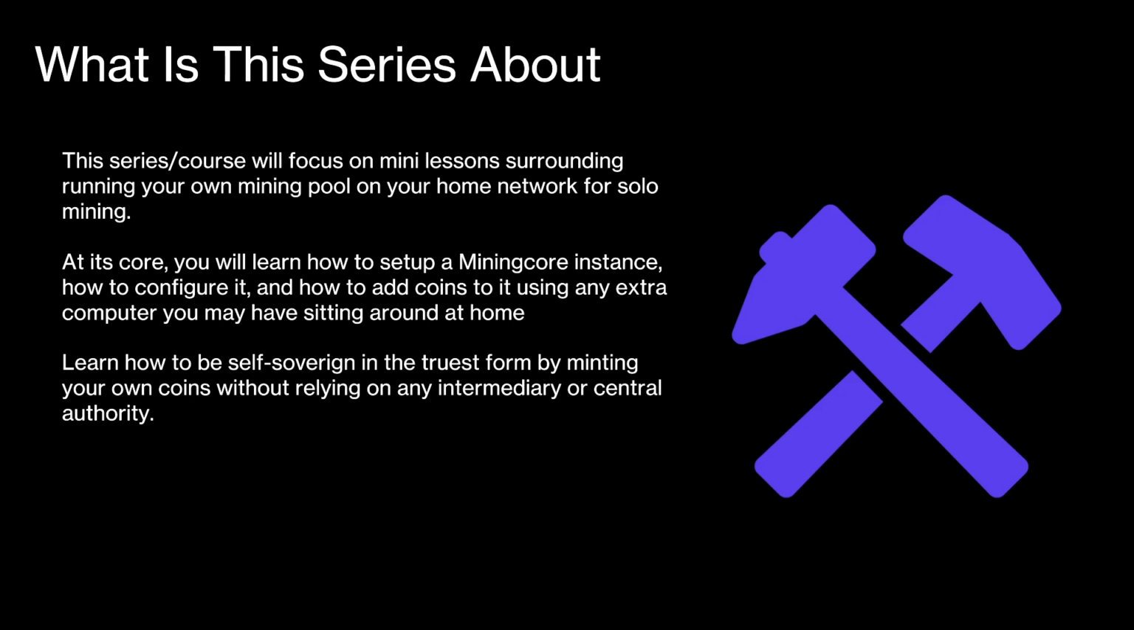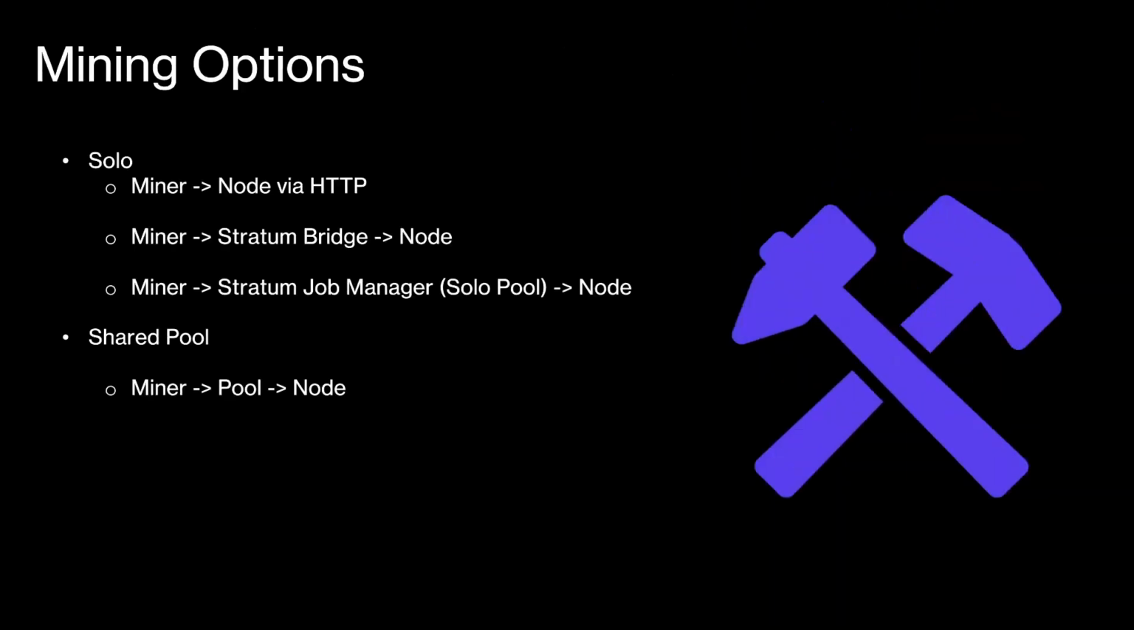And so what we're trying to do here is be self-sufficient, in that if we want to mine and support the networks, we want to be able to do everything on our own within our home network. And that's really the true ethos of decentralization and cryptocurrency at its core. And that's mainly what we're going to be focusing on in this series.